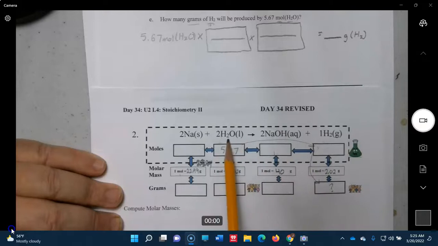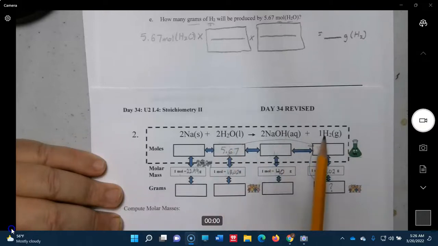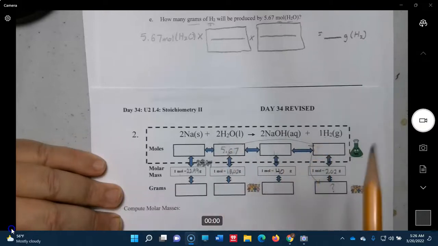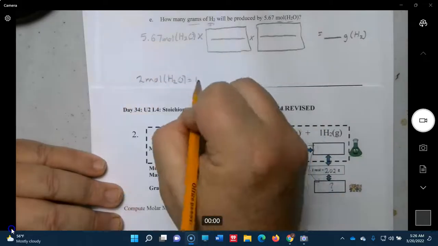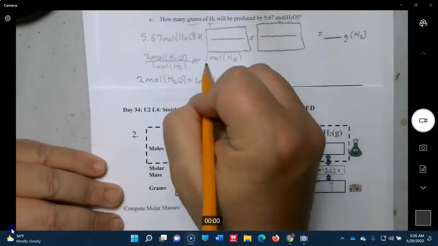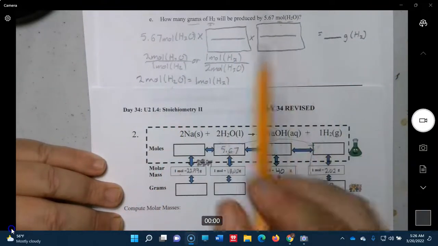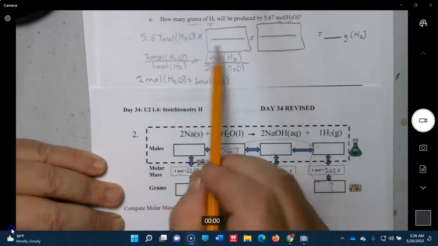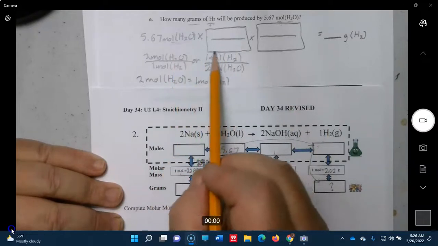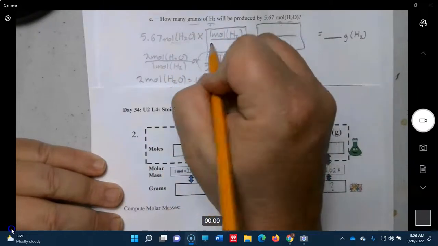What we do first is we go from moles of H2O to moles of H2. You see the relationship there? There's 2 moles of H2O equals 1 mole of H2. Let's put that down. One over the other and then flip it over. Which one goes up here? Moles of H2O up here, so you need moles of H2O down here. So it's going to be this one.